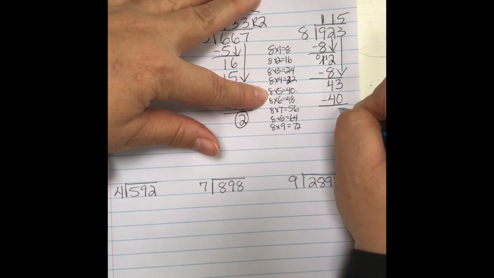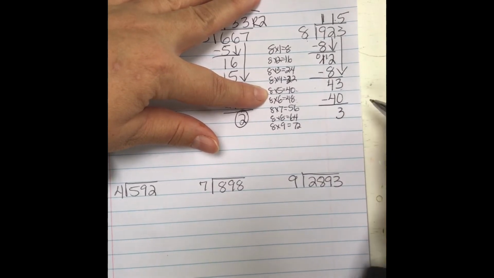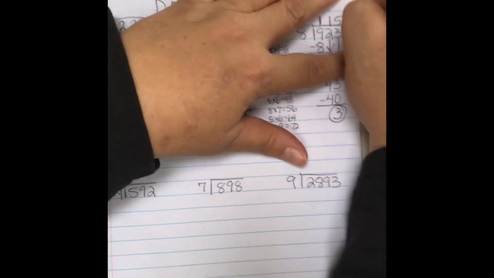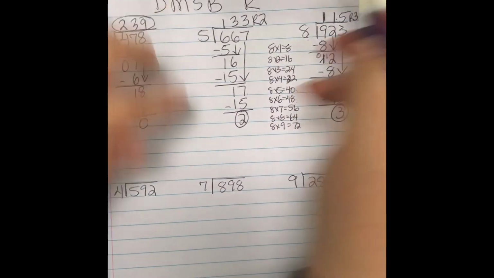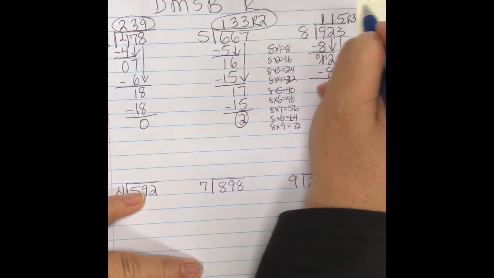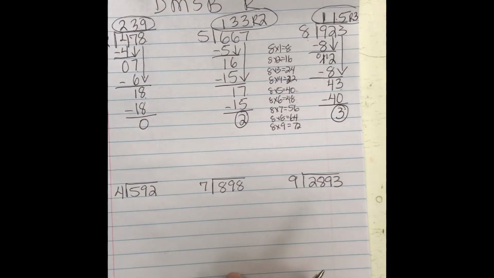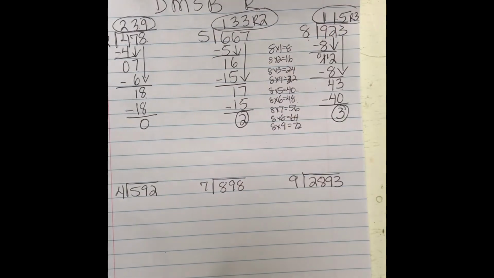I can subtract. Okay, there's nothing left to bring down, and I know 8 can't fit into 3, so I know that is my remainder. So I have a remainder of 3. Okay, and I like it if you circle your answer because it starts to get crazy on your paper with all your work, and that helps me to see it. So 115 with a remainder of 3.